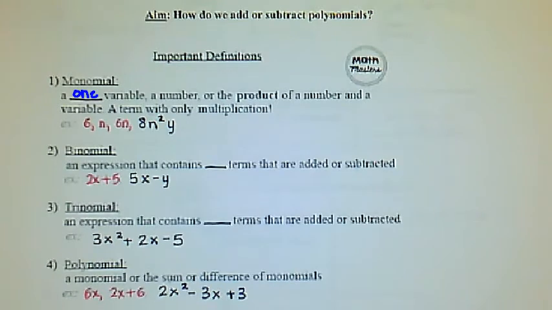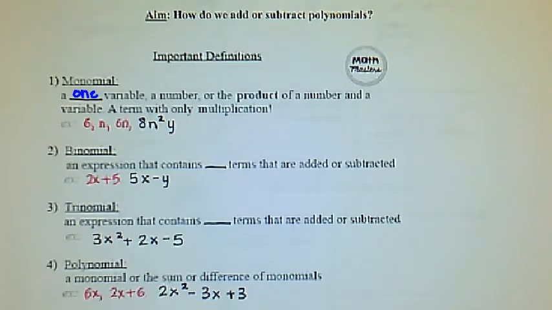So 6 is a constant, n is a variable. 6n is just using multiplication. I know it looks like two separate things, but it's actually one term. There's no plus or minus, no adding or subtracting in between these two things. And then 8n squared y. It looks long, but it's still only one term.